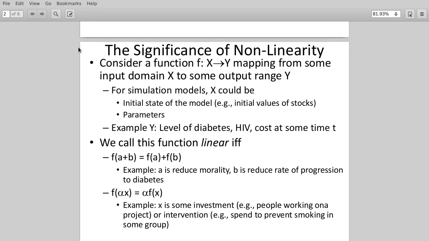And similarly, if we take g of alpha times x, if we double x, we don't get out double the result. What do we get out? Four times the result, right? So this is certainly not equal to alpha times g of x. That is because alpha times g of x would suggest alpha times x squared, whereas really it's alpha squared x squared. Okay, these are nonlinear systems.